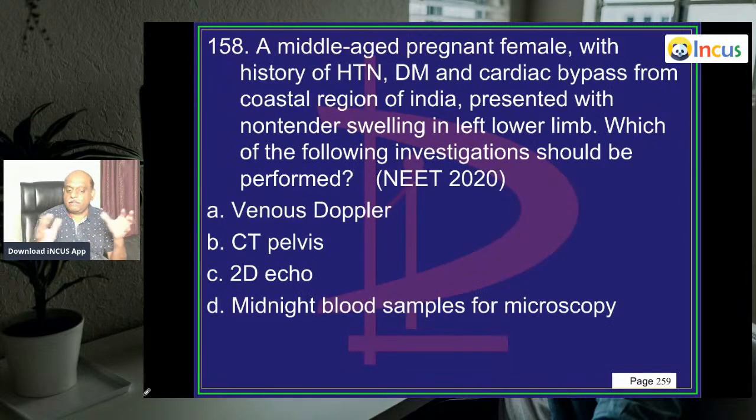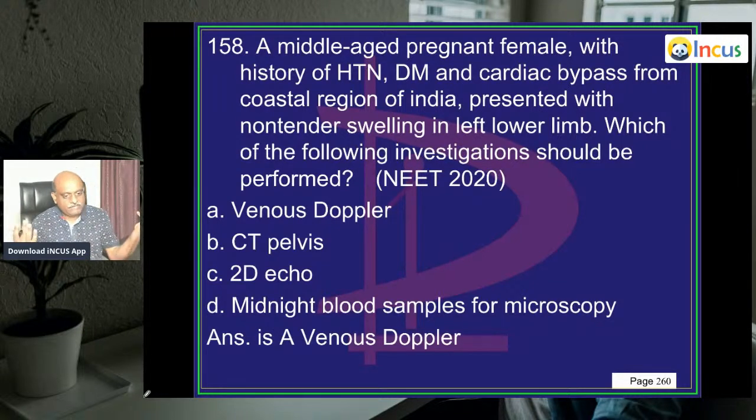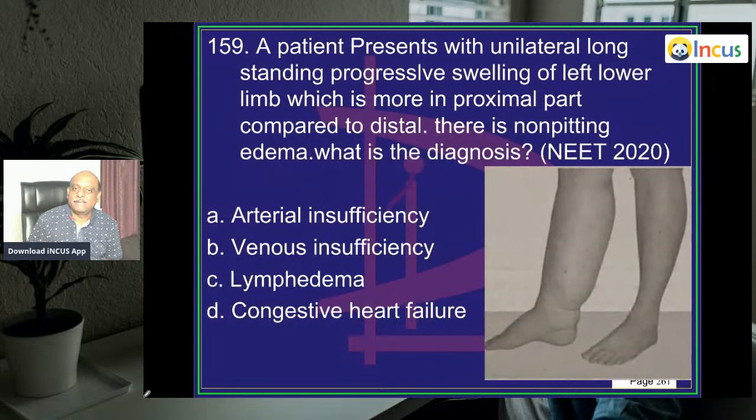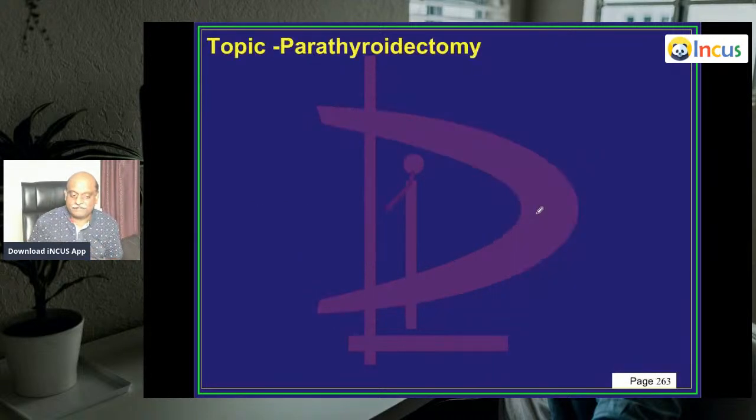Now, doctor, a middle-aged pregnant female with a history of hypertension, diabetes, cardiac bypass, presented with a non-tender swelling of the left lower limb. What investigation you want to do? Obviously, venous Doppler. A patient presents with unilateral long-standing progressive swelling of the left lower limb. It is more in the proximal part compared to the distal part. Distal part toh patla hai, proximal part toh mota hai. And non-pitting. That makes it a lymphedema.